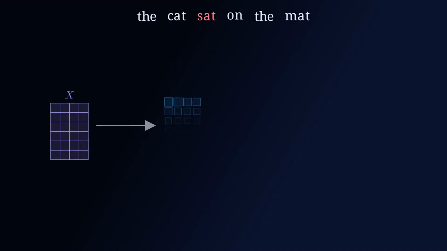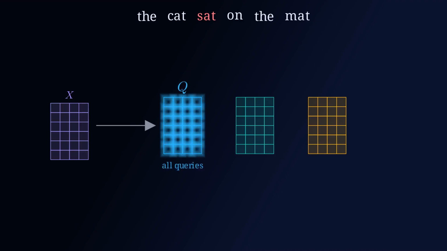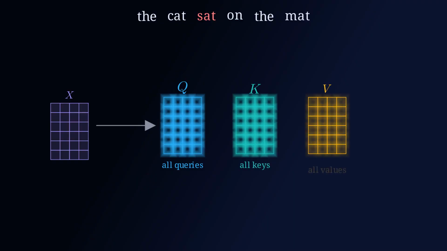So the whole sentence, stacked as rows, gets multiplied once by each matrix. In one sweep we produce a query for every word, a key for every word, and a value for every word. Let's give these tables names on screen. This is the Q matrix, every word's query. This is the K matrix, every word's key. And this is the V matrix, every word's value. From now on, all of attention is a conversation between these 3 tables.